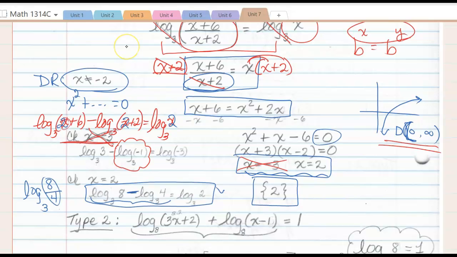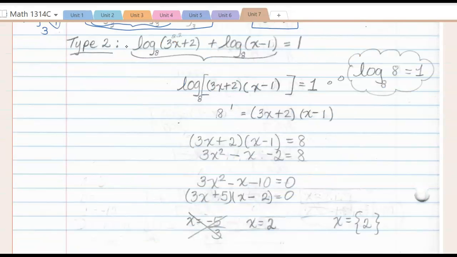The second type of problem that we might encounter that involves logs is going to be where we have logs in the equation only on one side and actually equal to a constant on the other. Again, we're going to notice that our logs will have the same base. That's good to know.